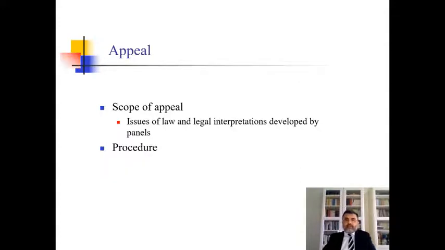The one important thing to know about appeal, or one of the important things actually, is its scope. Appeal is limited to issues of law and legal interpretations developed by the panel. All right. This means that factual determinations made by a panel cannot be reviewed by the appellate body on appeal. Factual determinations cannot be reviewed by the appellate body on appeal.